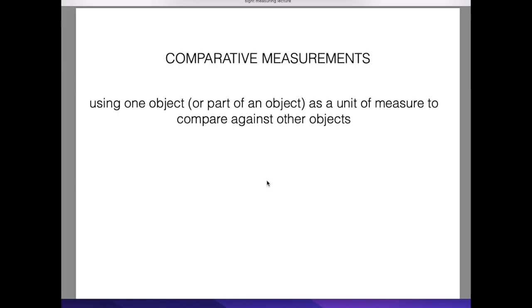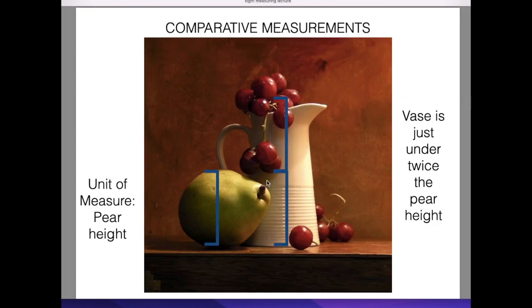So comparative measuring: using one object or part of an object as a unit of measure to compare against other objects. And the reason I say part of an object is that if you get into figure drawing, we'll often use the measurement of the subject's head to measure the rest of the figure. But in this case, we'll use the pear. You can select anything, so let's use the pear. It's a good middle size object in this composition.